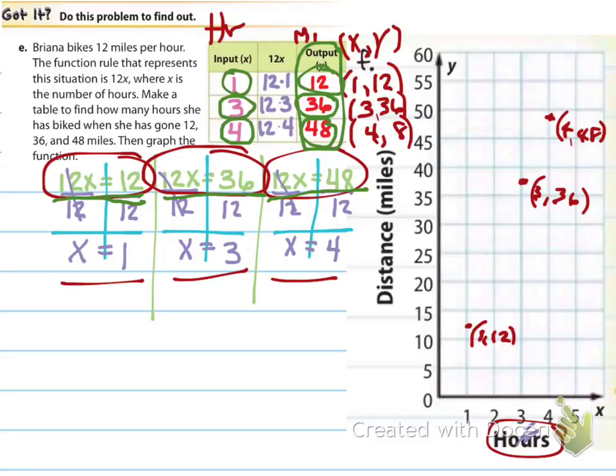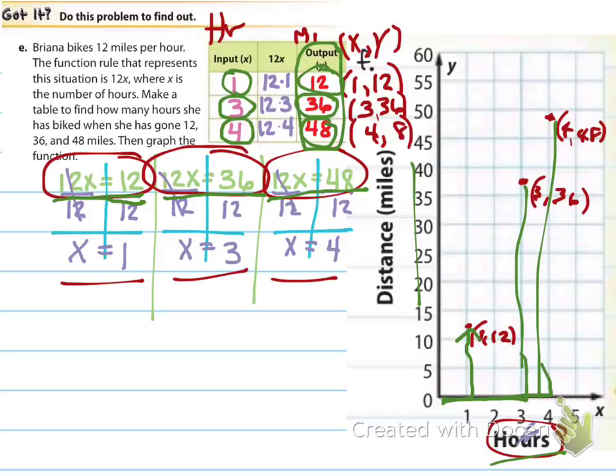All right, now when we go to graph it, we're going to go over 1 hour and up to 12 miles, because we've got hours here for x and distance here in miles. Then for 3 hours, we went up to 36. Then for 4 hours, we went up to 48. And of course, they're not exactly on the lines, so you're just kind of fudging that a little bit.